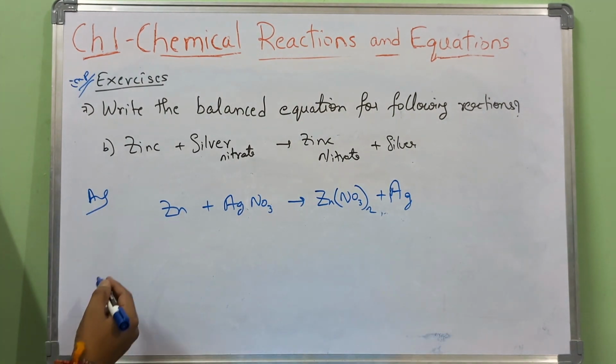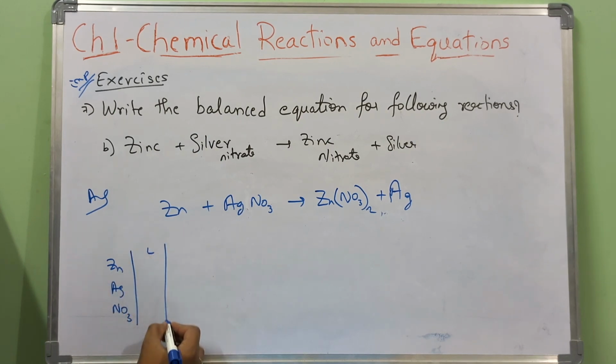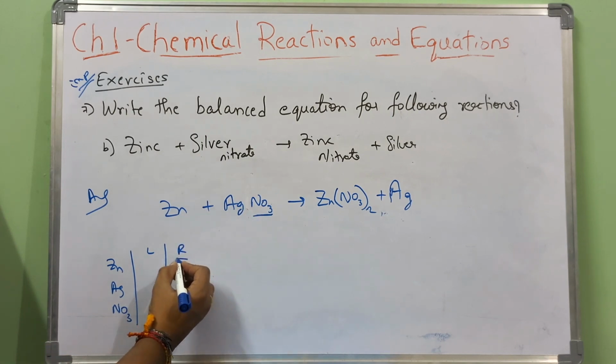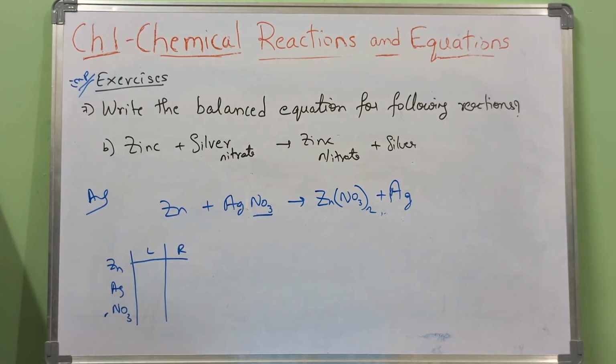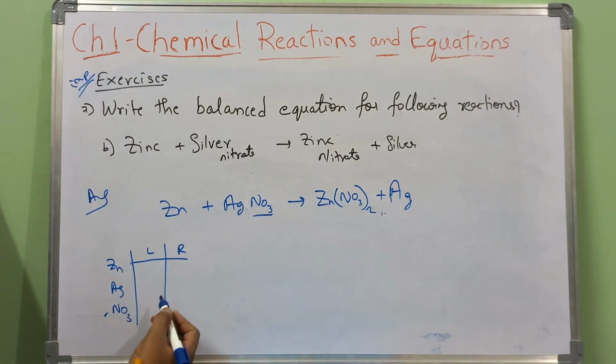Let's see if it is balanced or not, and we'll balance it if it is not. As I mentioned in the previous one, if any such group is present, here NO3, we need to consider it as a single unit and balance the left side and right side. Let's balance that first. Here you can see NO3 is 1, whereas on the right NO3 is twice. So let's balance this first.